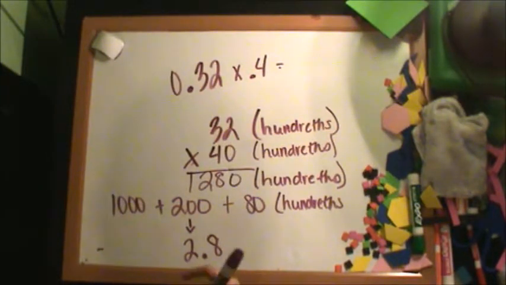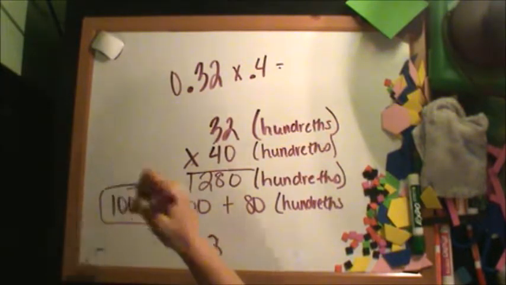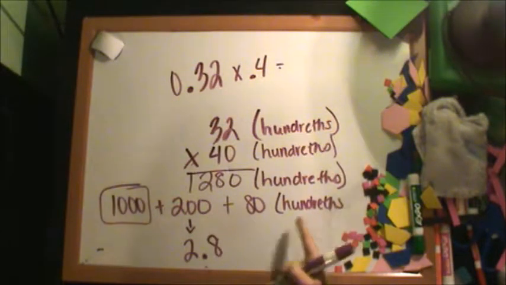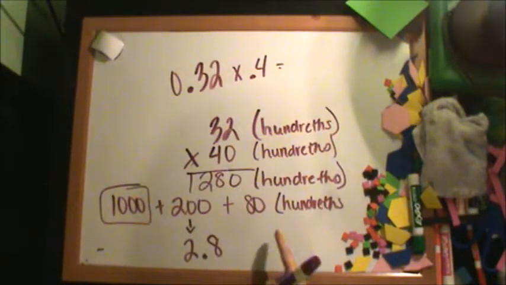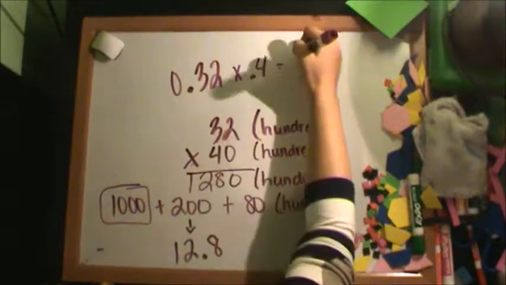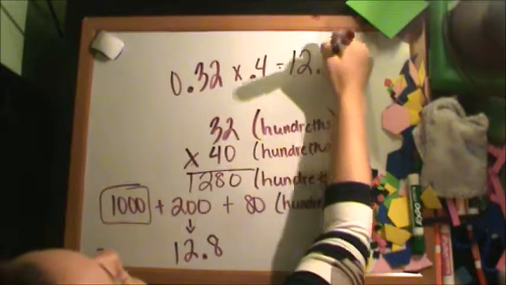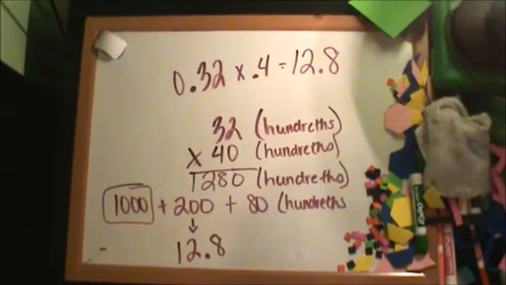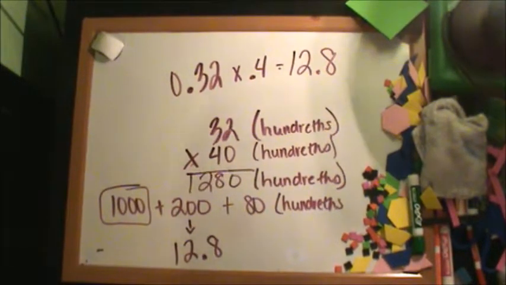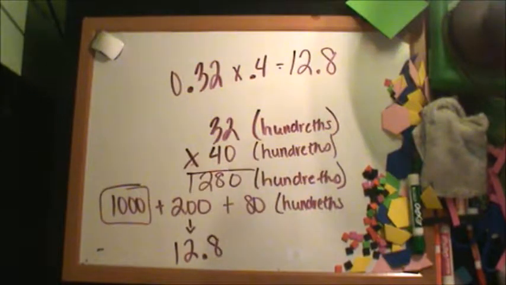Now that we have this, we know that this is going to be our tens place, not tenths, but our tens place, because if there are 100 hundredths in a 1, then that means there are 1,000 hundredths in a 10. So our answer is 12 and 8 tenths. This is the way that I prefer to multiply decimals. I actually do not use the standard algorithm.